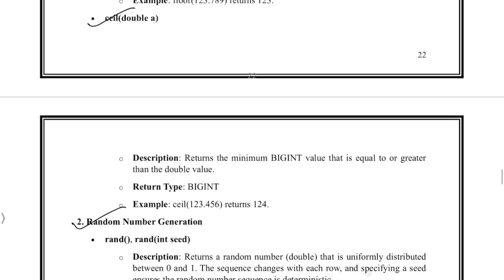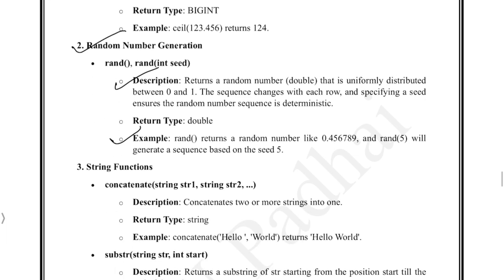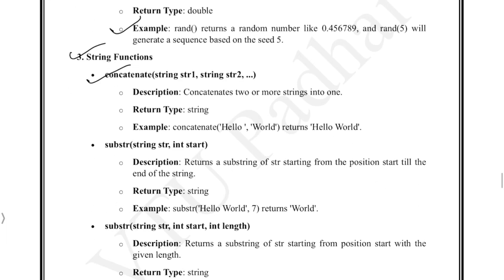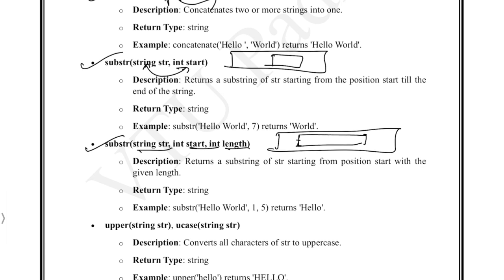Then you have the random number function, which generates a random number within a particular range. Then string functions, where you are performing operations like concatenation, joining two strings. Then you're performing a substring operation, where from a bigger string you are extracting a smaller substring. Then you have substr with string, start and length: from a given string you find a particular substring with a starting position and a length.